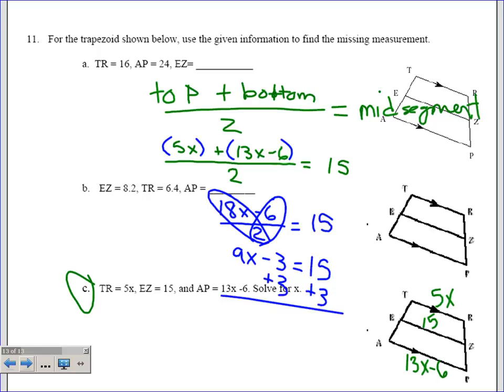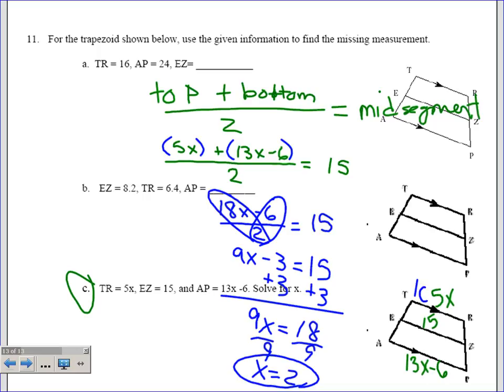Add 3 to both sides, that's 9x equals 18. Divide both sides by 9. X, ooh, again it equals 2. Okay. It does say solve for x. I know I wrote all over it, but it does say solve for x. Again, it could ask you to go further. It could say put these things in.